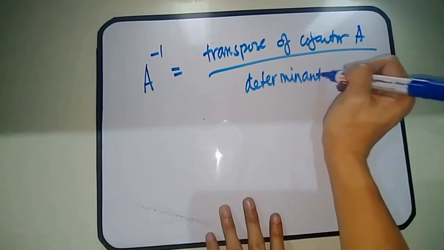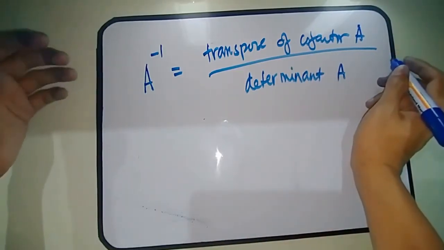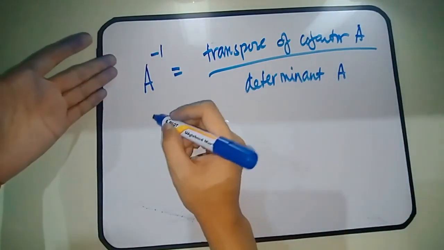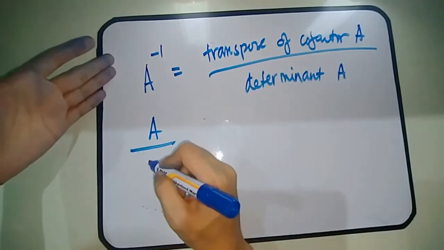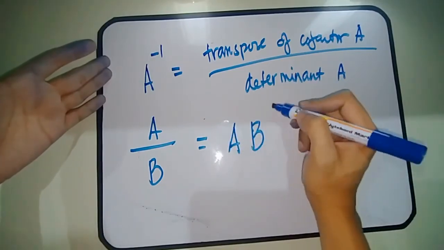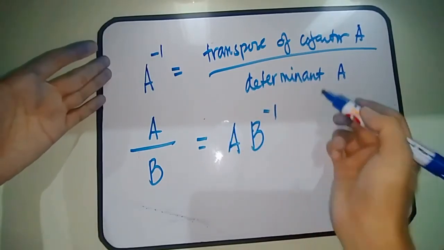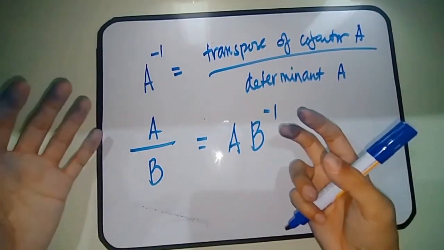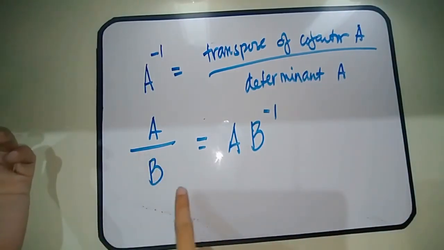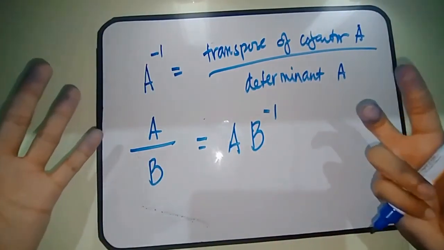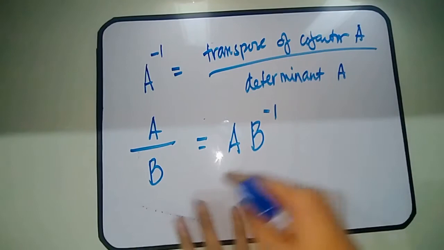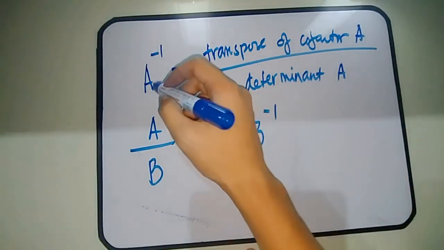ng A. So ginawa natin tong concept, guys, because if you're dividing matrix, for example, meron kang dalawang matrix, A divided by B. This is just equal to A times B raised to negative 1. Ibig sabihin, if you are dividing matrix, you will just multiply the inverse of your denominator. So, pumunta pa rin tayo, guys, sa multiplication. Basically, yung division is just multiplication, pero yung denominator natin is kukuin natin yung inverse niya.